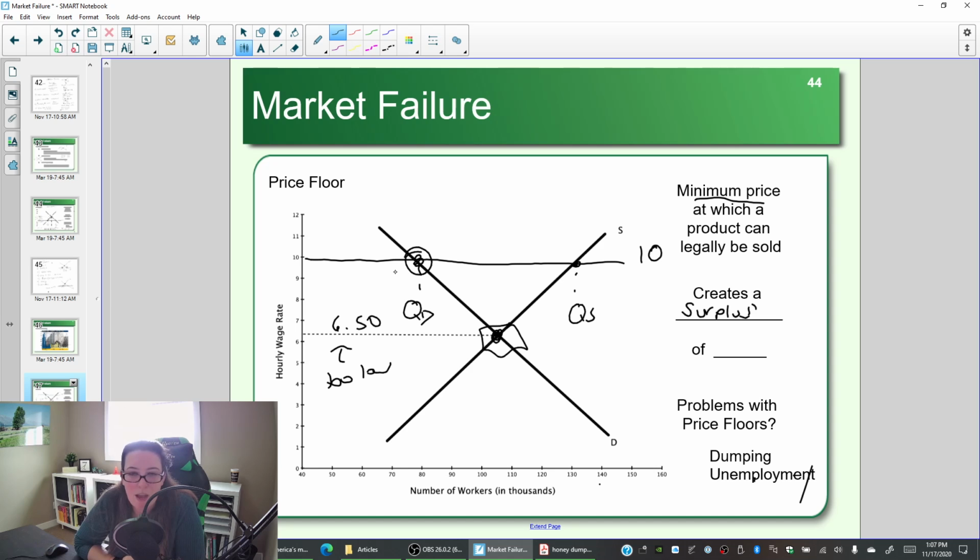So one of the downsides to minimum wage is it can create unemployment. In this case, we have a surplus of workers, people who want to work but can't find work. And we can see that on our graph here because the quantity supplied is about 130. The quantity demanded is 80. 130 minus 80, we have a surplus here of 50,000 workers. 50,000 workers who want jobs but can't find them. So a risk with minimum wage is that it can lead to higher unemployment.